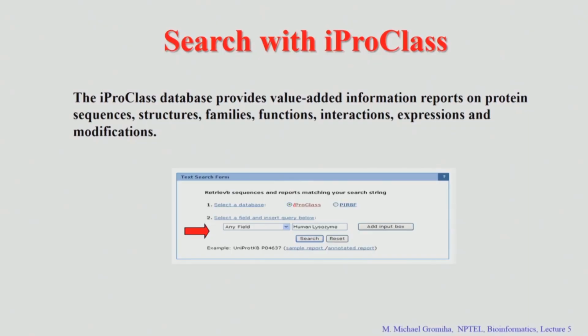So, here first this is the simple text search. You can select a database, PIRSF or iProClass, because iProClass mainly contains the sequences. So, you click on this iProClass, and here there are various options for the query, whether you want to search with any specific field or you want to search on any field. Here we use any field. Then I put human lysozyme. I want to get the information regarding human lysozyme. So, I click search.